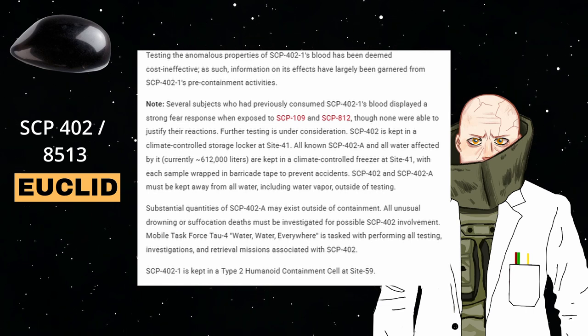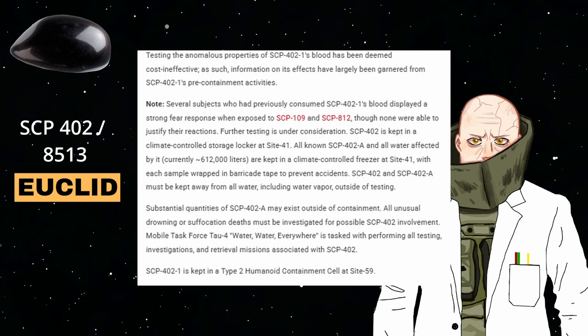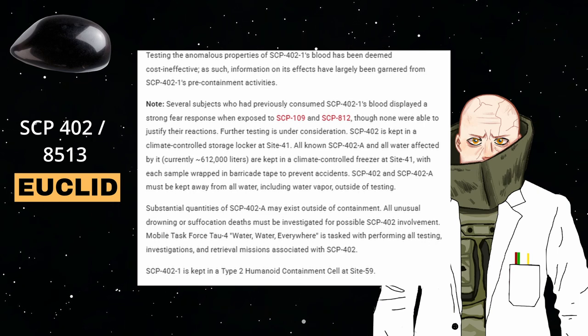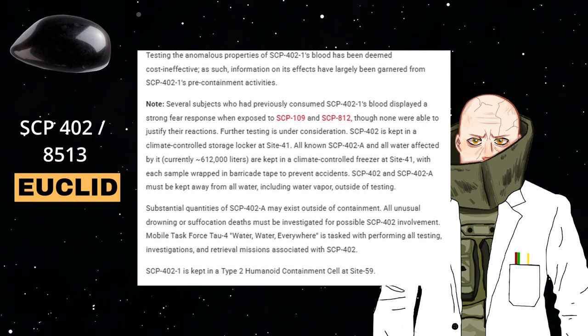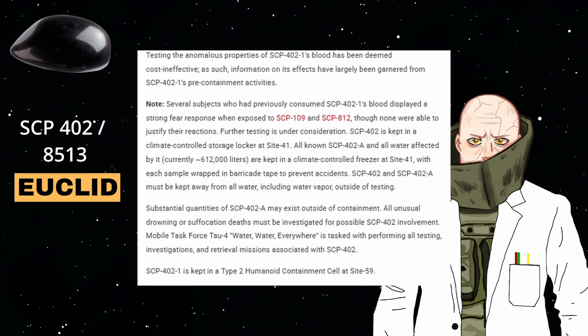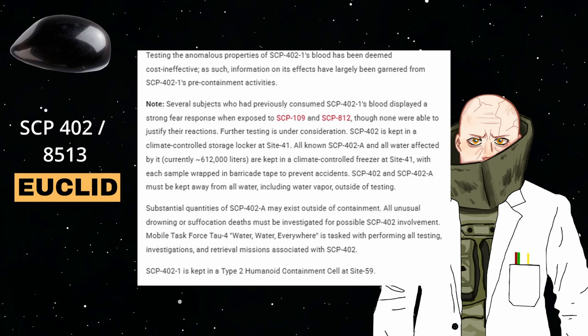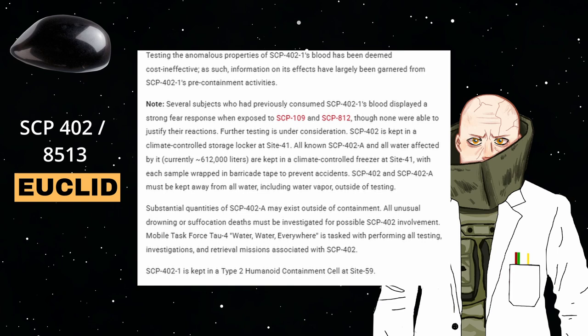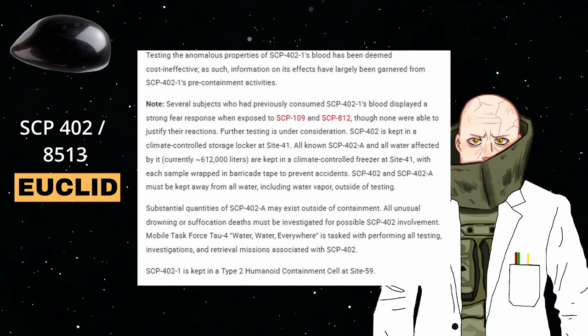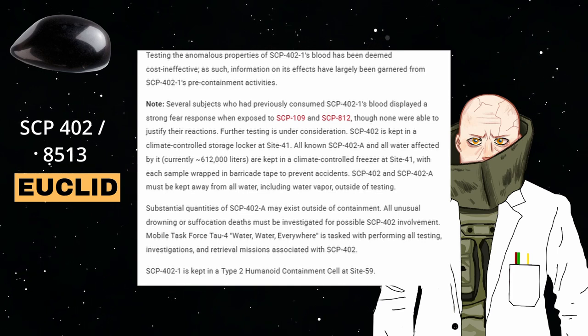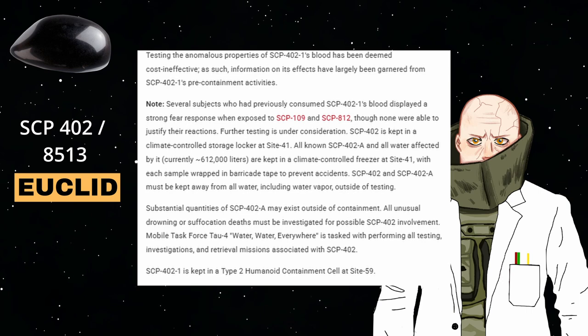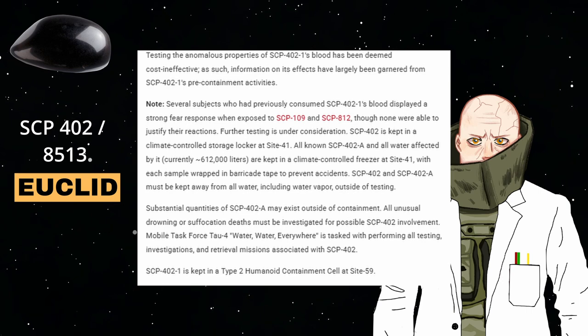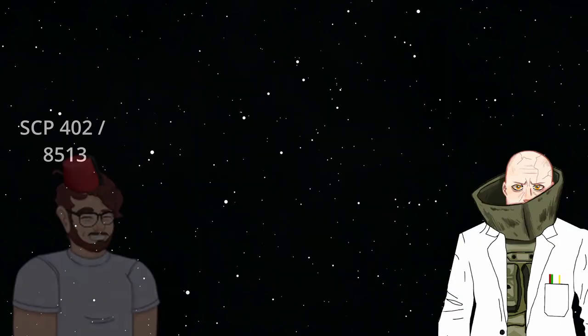Substantial quantities of 402-A may exist outside of containment. All unusual drowning or suffocation deaths must be investigated for possible 402 involvement. Mobile Task Force Tau-4, Water Everywhere, is tasked with performing all testing, investigations, and retrieval missions associated with 402. 402-1 is kept in a Type 2 humanoid containment cell at Site 59.